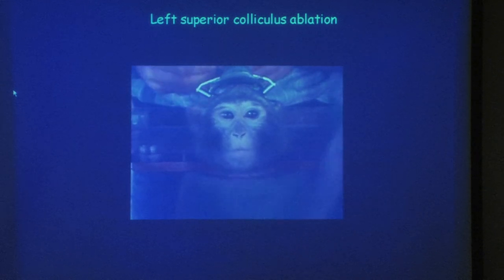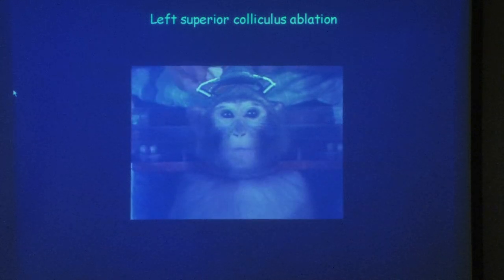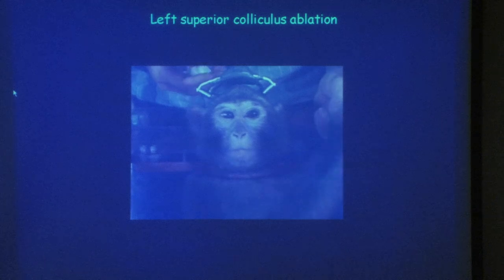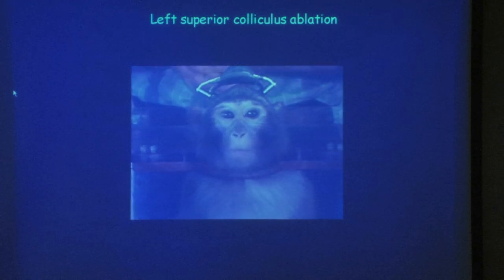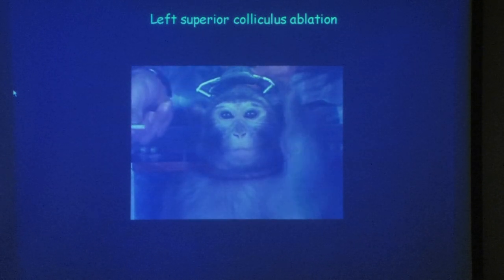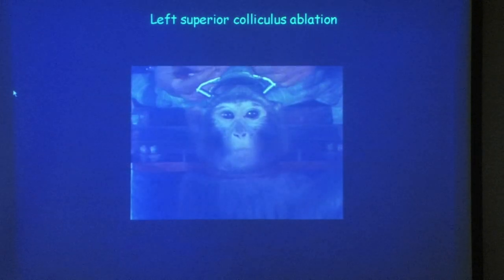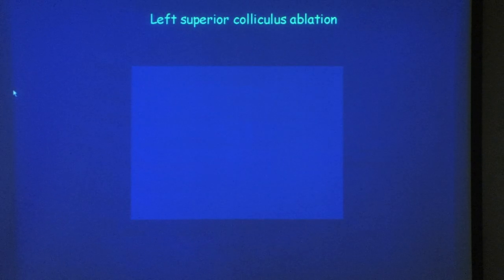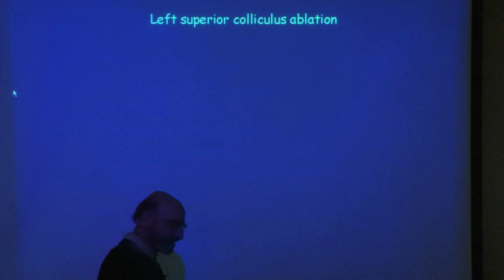He tends to look towards the side of the lesion when there's no stimulus. But other than that, he seems to make rather good eye movements, in spite of the fact that he has a colliculus missing on one side. So what that means is that just looking at what the monkey does in this qualitative manner is not going to tell you too much about what these various structures do.